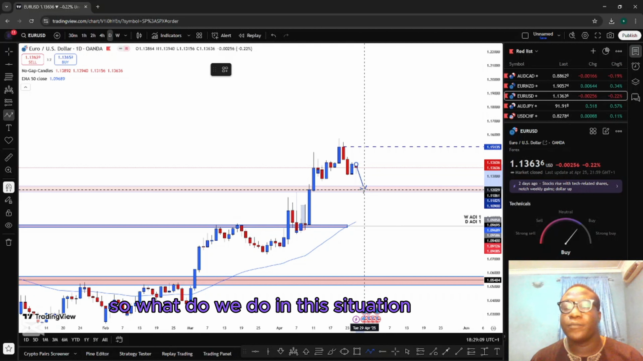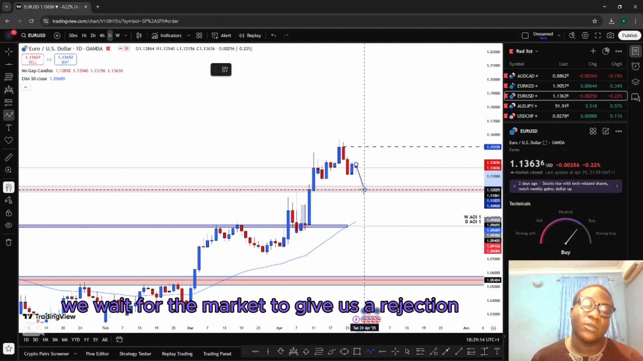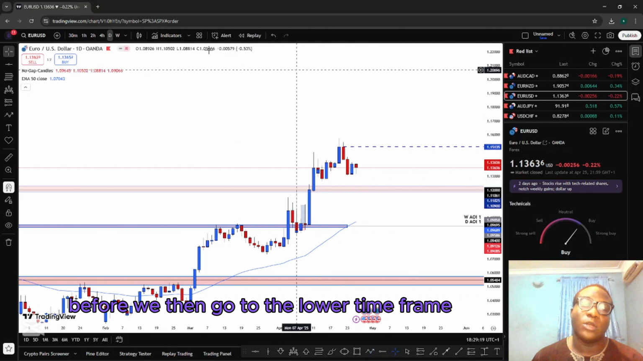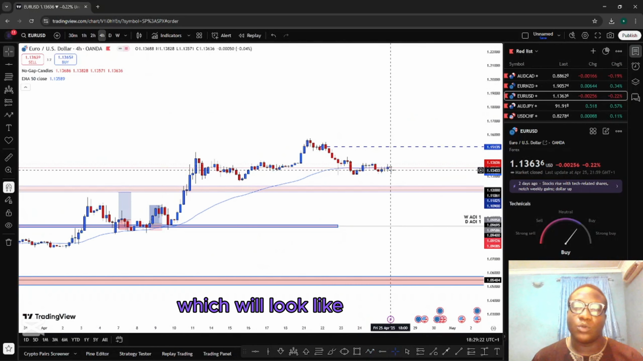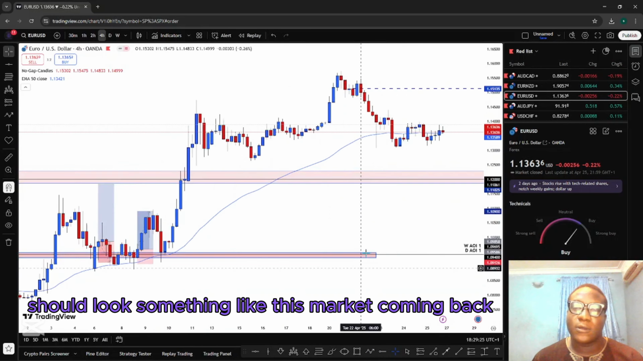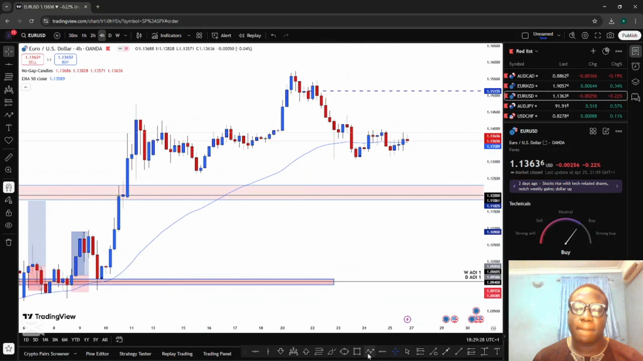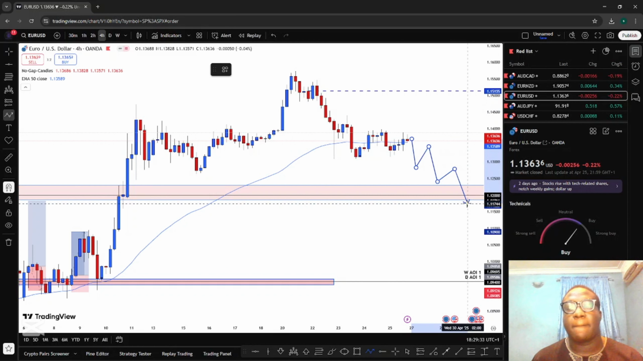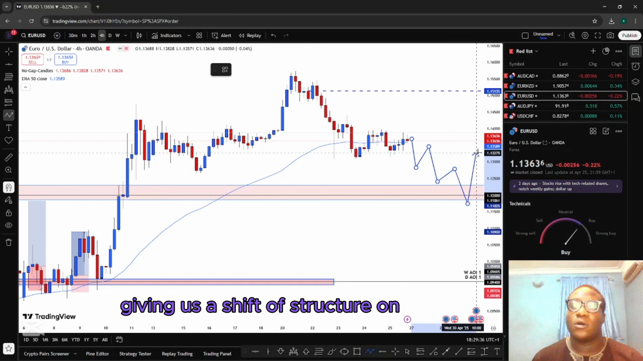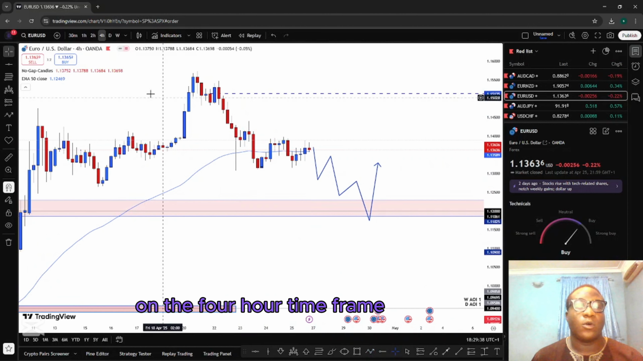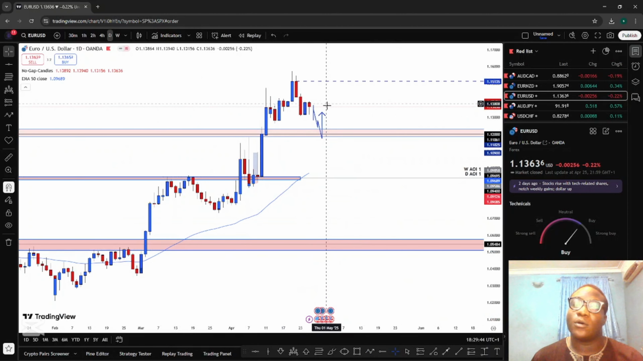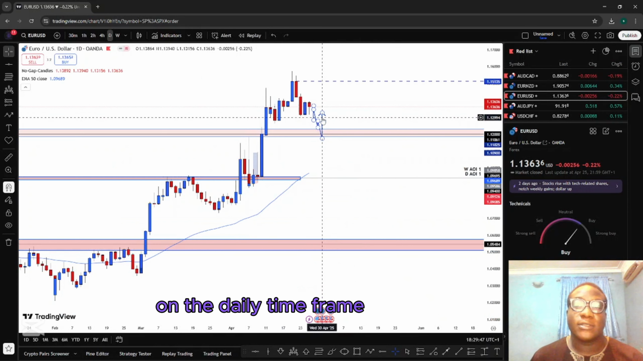So what do we do in this situation? We wait for the market to give us a rejection, a strong rejection from this point before we then go to the lower time frame, which should look something like this. Market coming back down to this point, giving us a shift of structure on the 4-hour time frame, which will now also be an engulfing on the daily time frame.